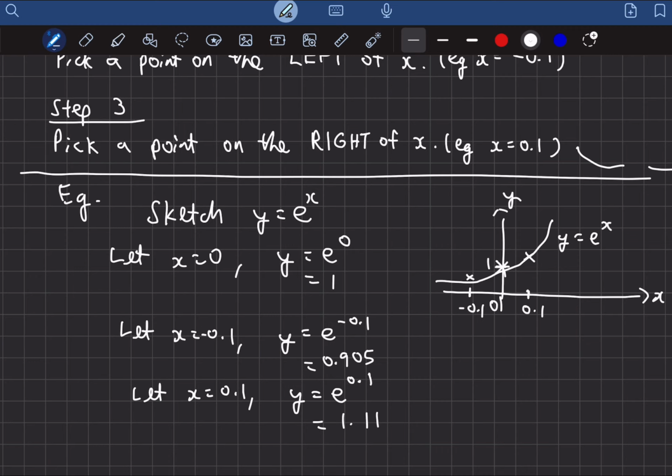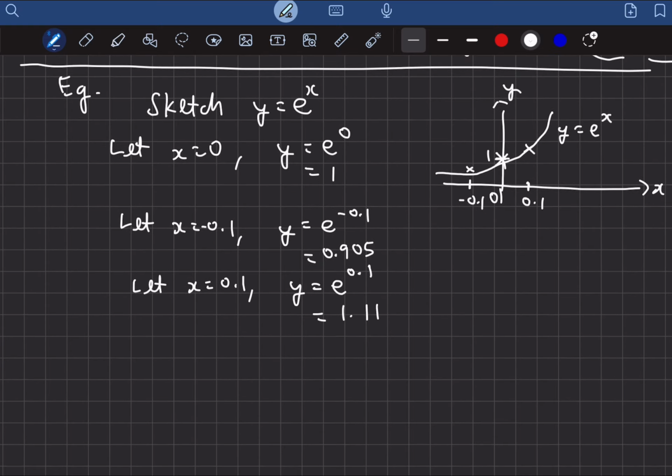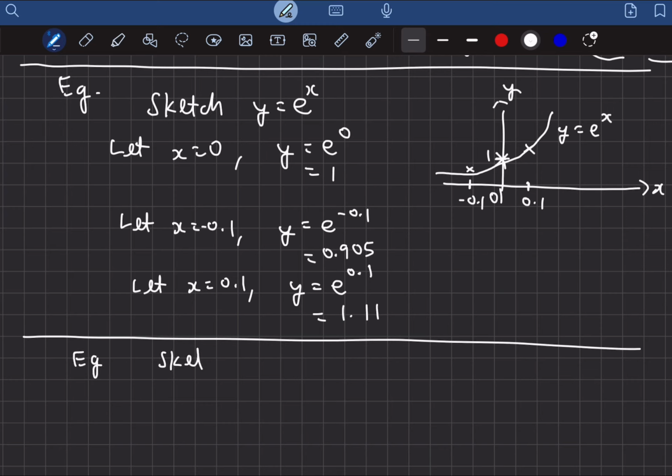The same thing applies whether it is e to the power of 2x, or e to the power of x plus 1, everything is the same. So if you're not convinced, let's see one more example, a more challenging one. Sketch y equals to e to the power of x minus 1, for example.